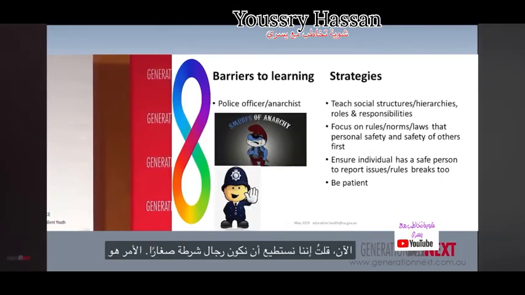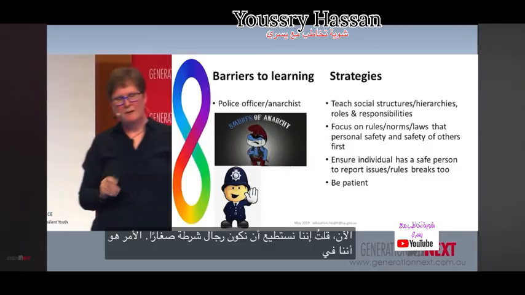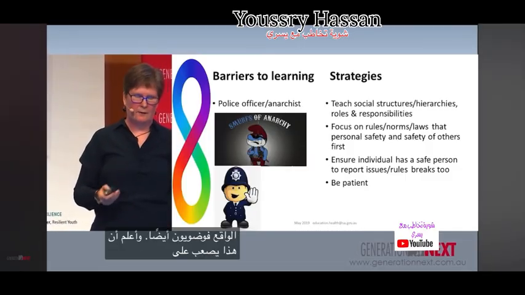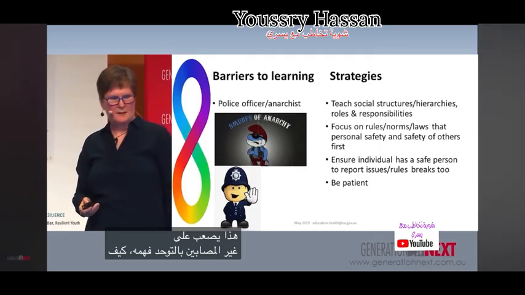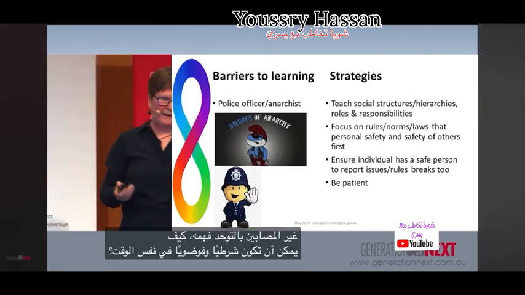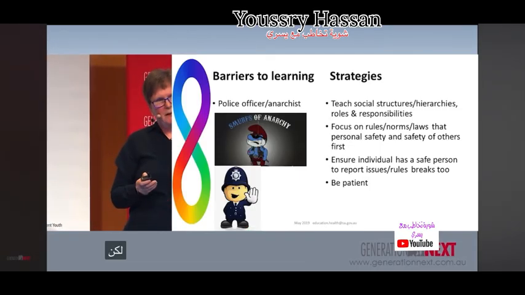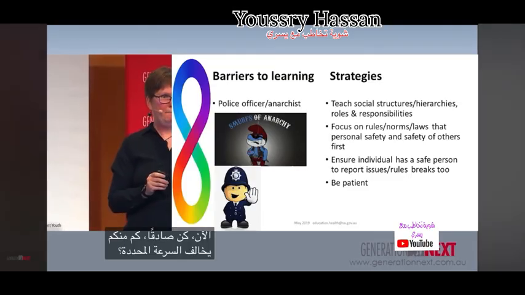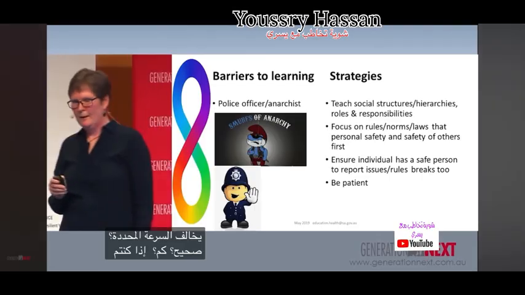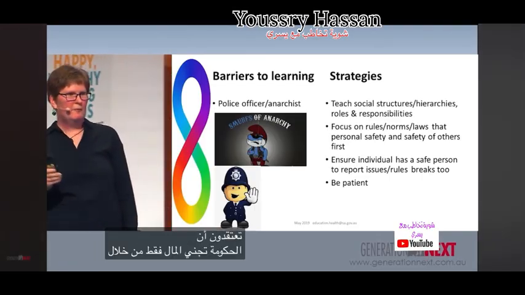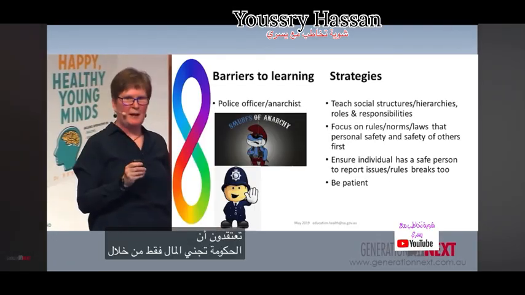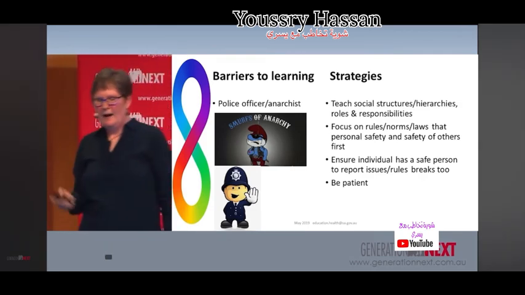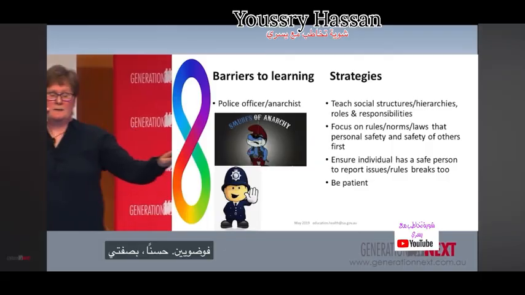Now, I did say we can be little police people. The thing is that we're also actually anarchists as well. And I know this is hard for non-autistic people to understand, how you can be a police person and an anarchist. But now you've got to be honest, how many of you break the speed limit? Right. How many of you think that the government is just revenue generating by having speed cameras? Right. Now, that makes you all anarchists, okay?